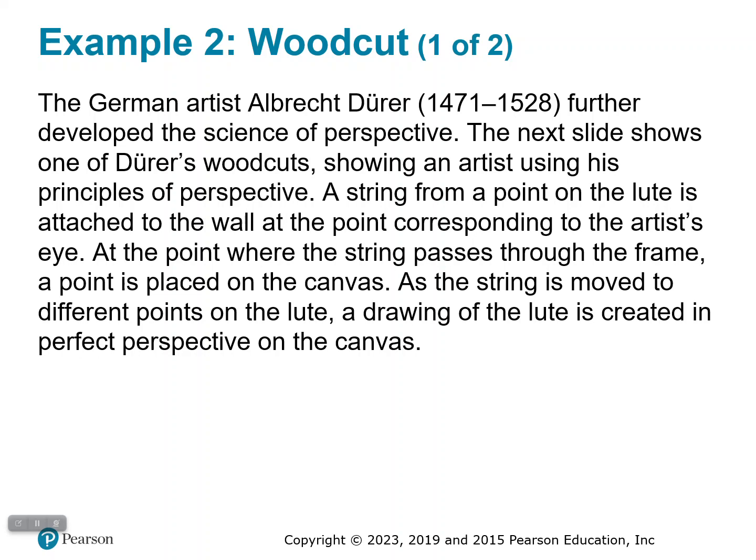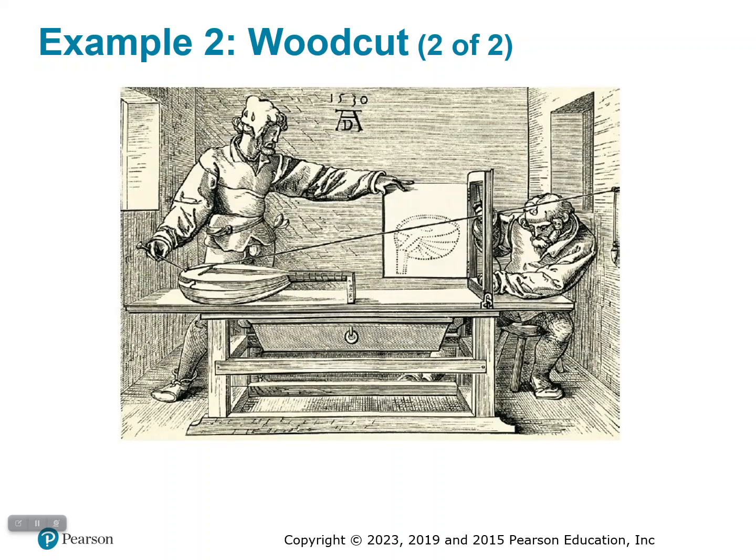A string from a point on the lute is attached to the wall at the point corresponding to the artist's eye. At the point where the string passes through the frame, a point is placed on the canvas. As the string is moved to different points on the lute, a drawing of the lute is created in perfect perspective on the canvas. Now, a lute is a kind of pear-shaped musical instrument. All right, so here we have the artist's eye for the canvas attached to the wall. And as we move to different points around the lute, points are made, or these values are put onto the canvas as the string intersects the frame.